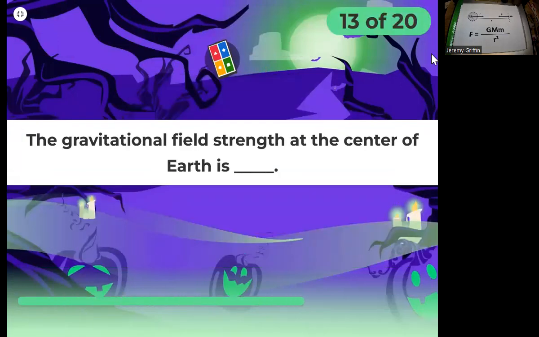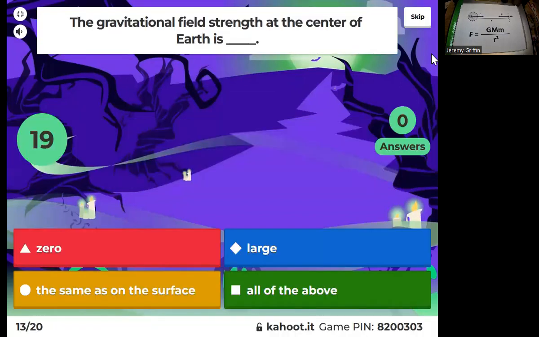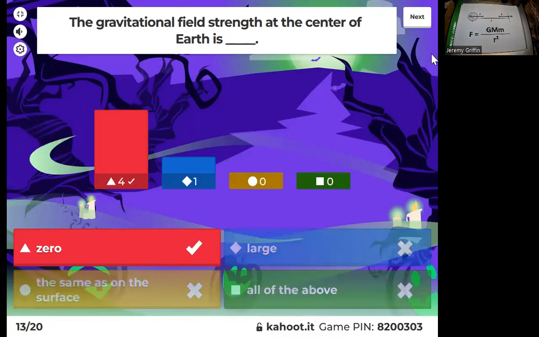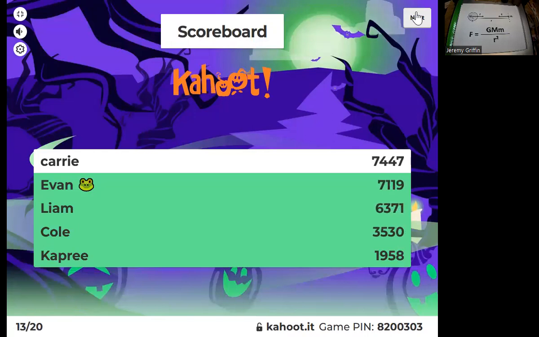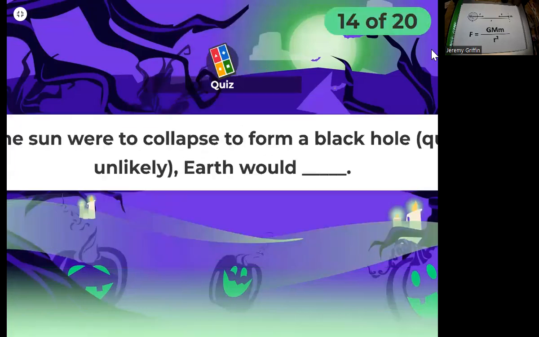The gravity field strength at the center of the Earth. Yeah, 0, right? Because everything cancels out. We went through that story at the beginning of class and put the graph together. So it all cancels right at the center of the Earth. All right, carrying the lead, got Evan, Liam, Cole, Capri, top 5.